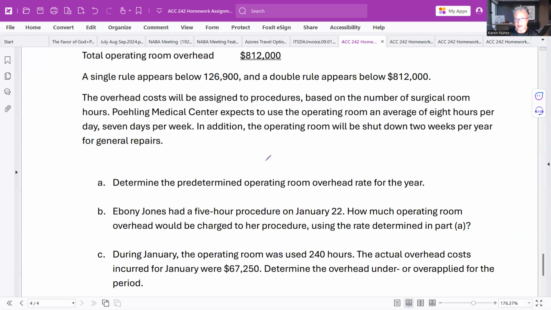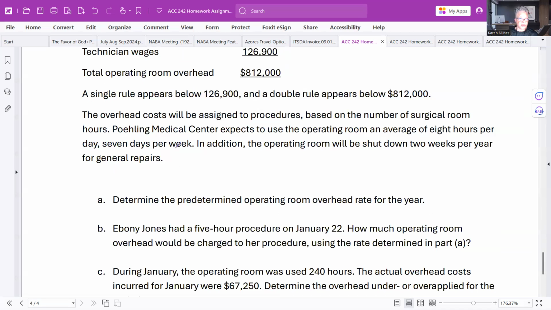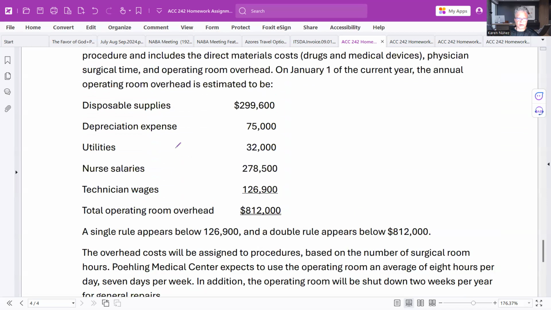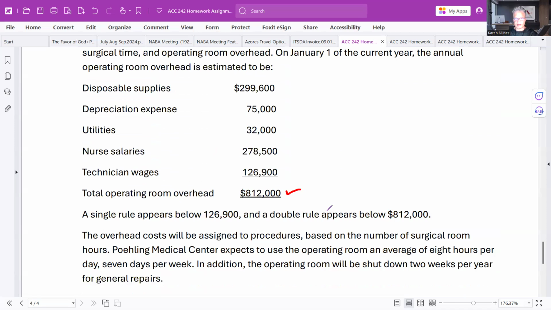So let's go ahead and find the rate. The way we find a rate is we take the estimated overhead over the estimated activity base. So what's the overhead? It's right here. It's $812,000. That's the amount of overhead that we're going to be using. And we need an allocation base. The allocation base, or the activity base, is the number of surgical room hours, right? So we've got the estimated overhead over the estimated surgical room hours.